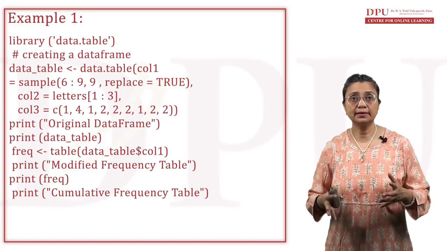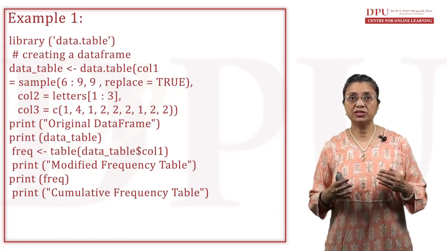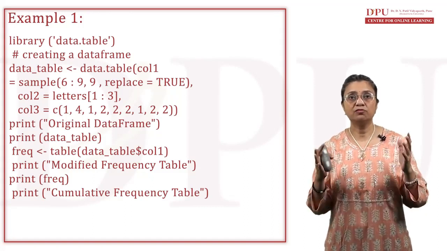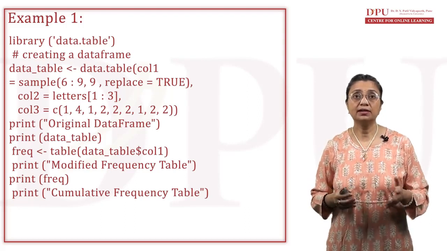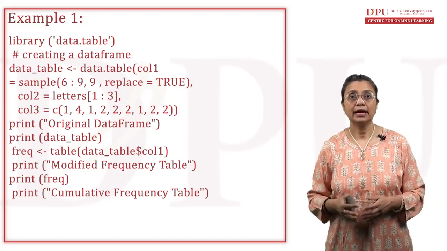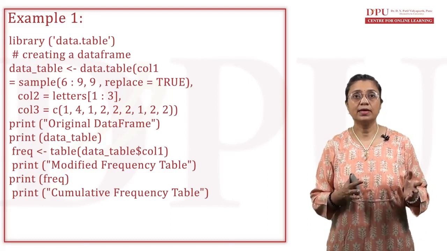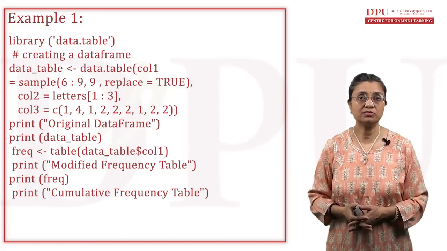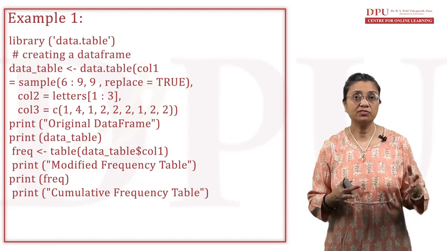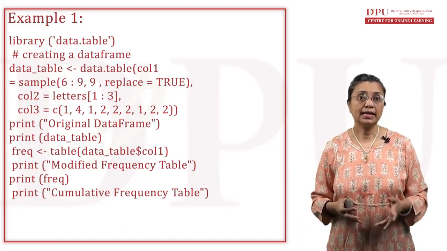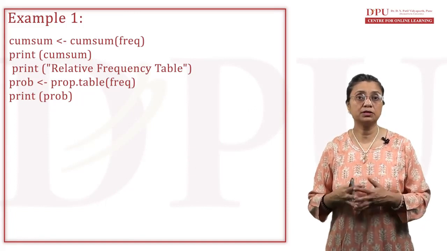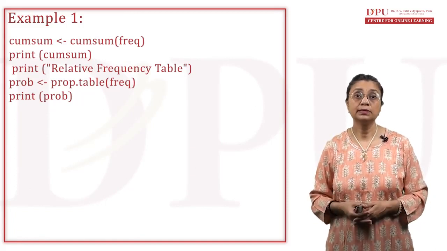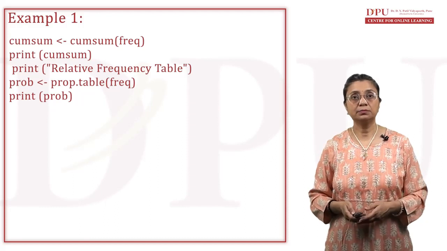Now we print the data. When we print the data, we write frequency equals table, and within the table we pass the data table column 1. And then we write the modified frequency table, and then we print frequency, and then we take the cumulative frequency table with the function cumsum, and then we store that in the variable cumsum. Likewise we print cumsum, and then we have the third, which is prop.table, and that we store in the variable probability, and then we print the probability.